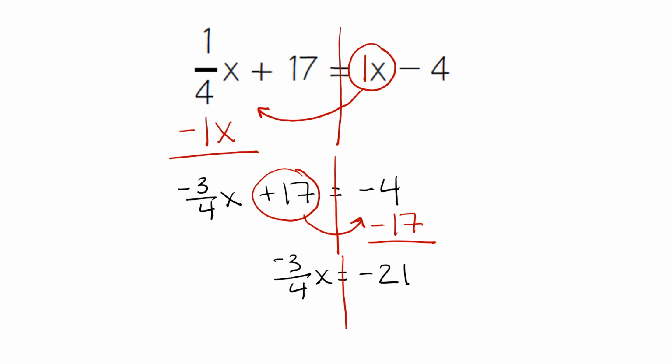And our last step when solving equations is to divide. We divide by the fraction negative 3/4. Negative 21 divided by negative 3/4 gives us a positive 28. Two negatives give us a positive answer. X equals 28.